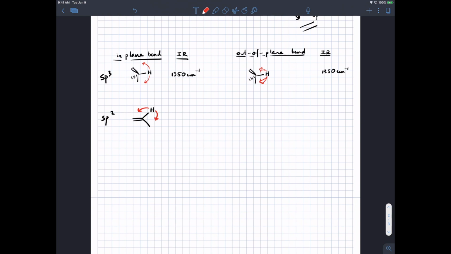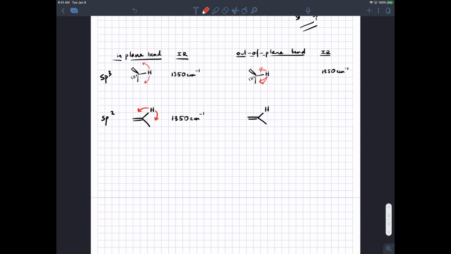And it turns out that the sterics of that situation are not that different than the sterics of an sp3 hybridized carbon. Protons still bumping into stuff, and so the vibrational frequency is about the same. In contrast, for the sp2 hybridized carbon-hydrogen bond, the out-of-plane vibration is much freer.